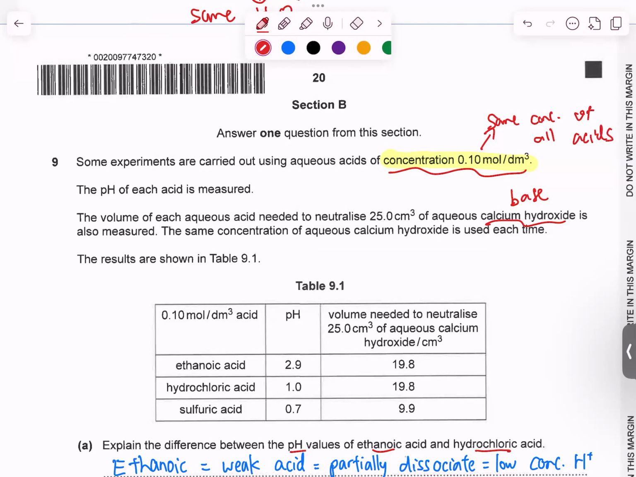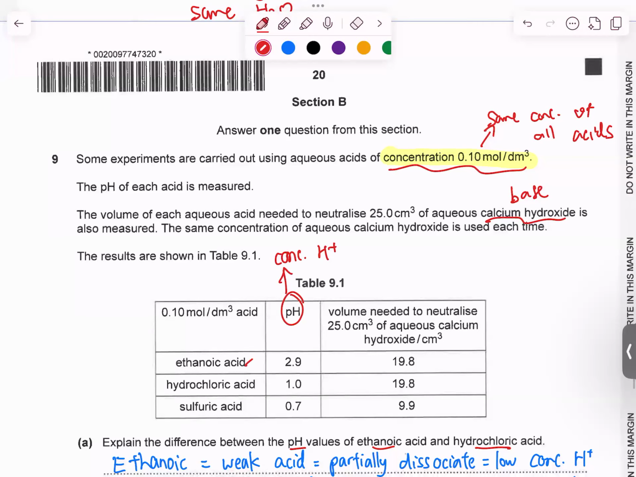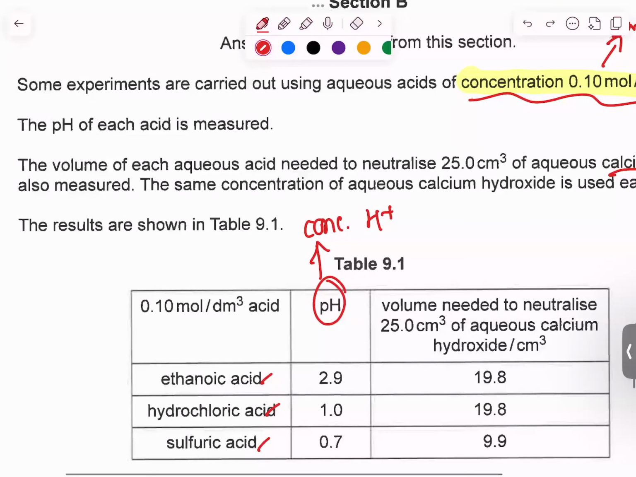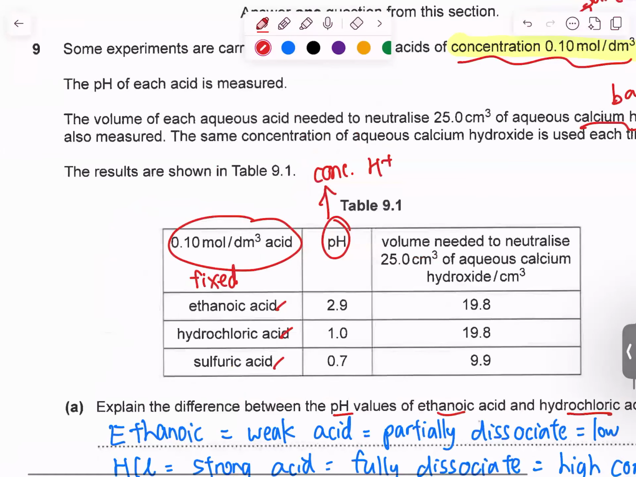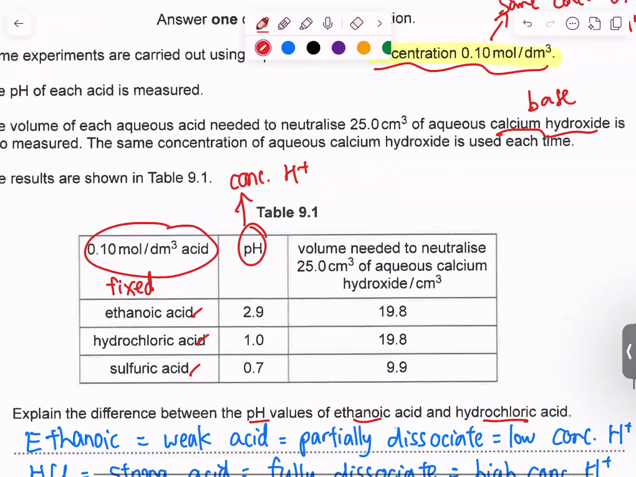Otherwise, if it's a different concentration, then you cannot compare based on pH already, because pH depends on the concentration of H plus. So before you compare the pH of different acids, you need to ensure that all of them are the same concentration, right? It's already fixed here. Same concentration is fixed. Then I can safely compare why this acid has a higher pH than the other one. Now, the difference between the pH values of ethanoic and hydrochloric.